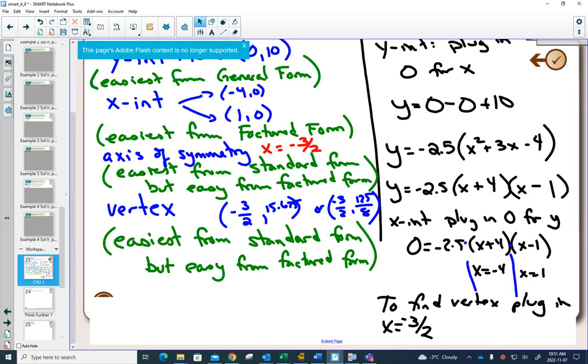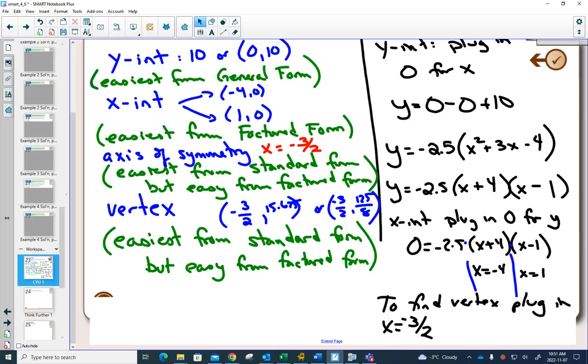So we can find our vertex. If you know the x coordinate, you can plug in that x coordinate into your equation and solve for y, and then you know your y coordinate. That's your basic table of values strategy for graphing. So some of these would have been the easiest in standard form, but because we had to find our x-intercepts, and because we already had the factored form, it made sense to keep going with our factored form to find everything else.